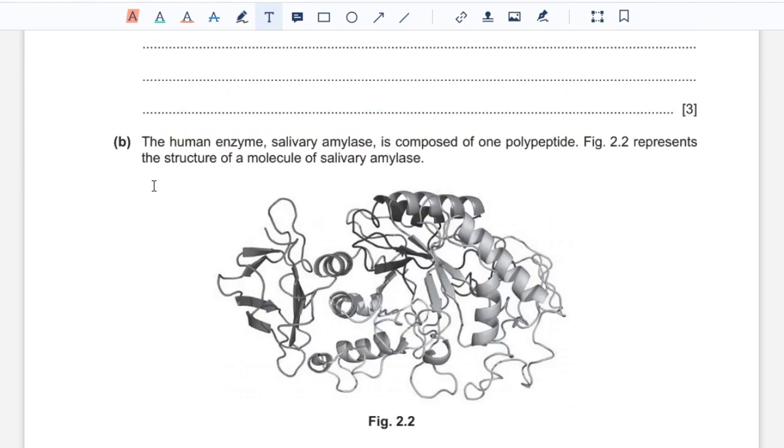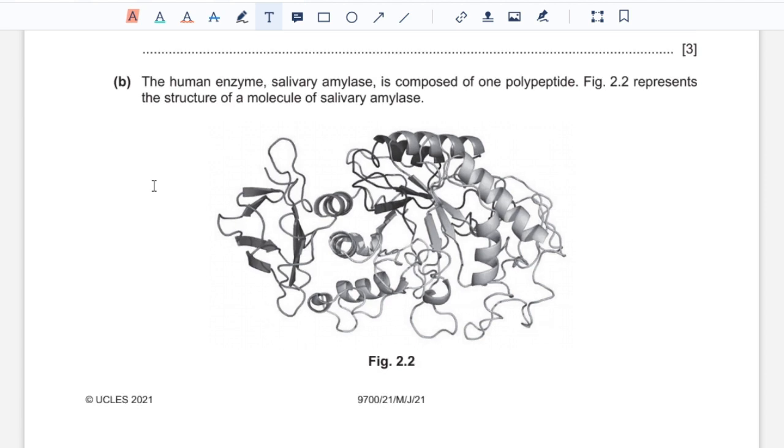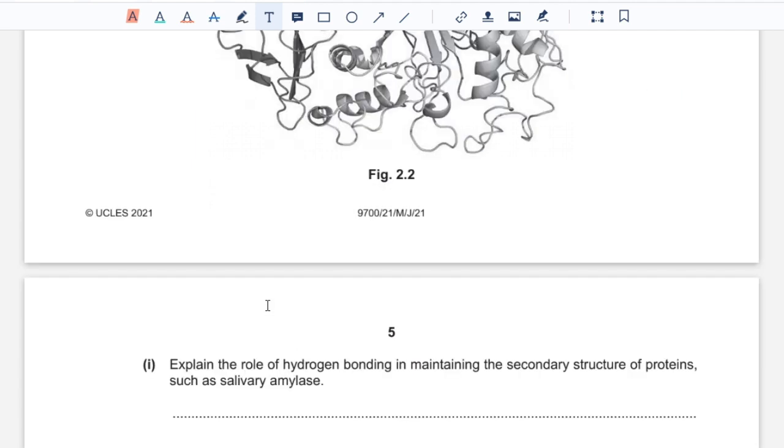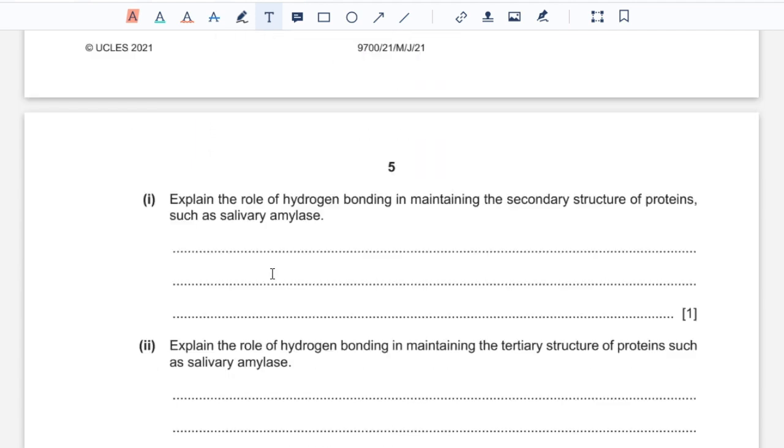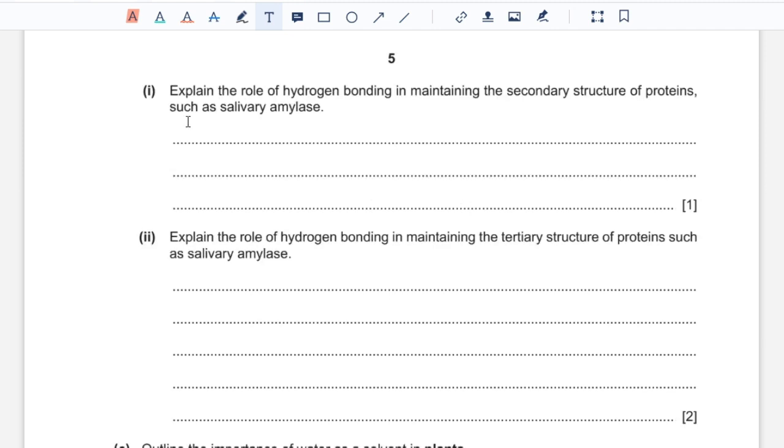B. The human enzyme salivary amylase is composed of 1 polypeptide. Figure 2.2 represents the structure of a molecule of salivary amylase. 1. Explain the role of hydrogen bonding in maintaining the secondary structure of proteins such as salivary amylase. So secondary structure of proteins would be represented by alpha helix and beta pleated sheets, and hydrogen bonds are the only bonds that hold this structure. And so you can mention that over here.